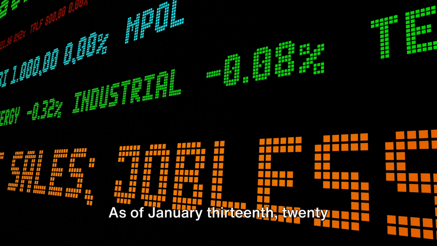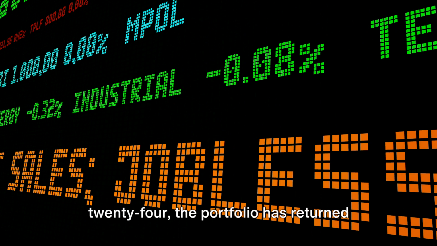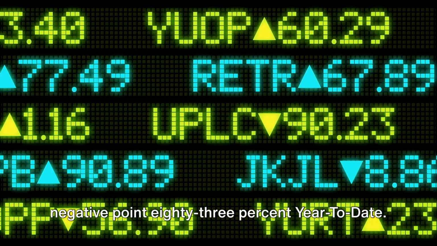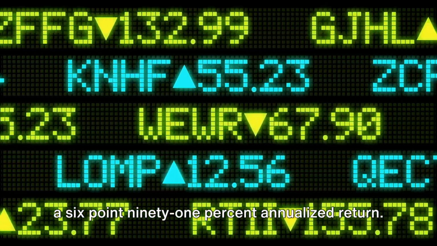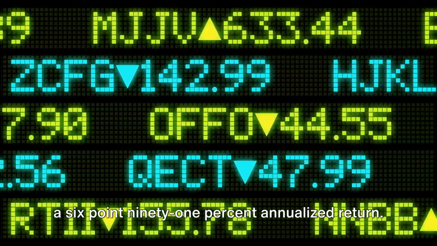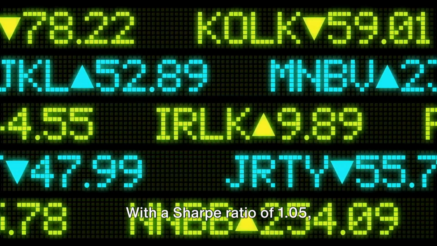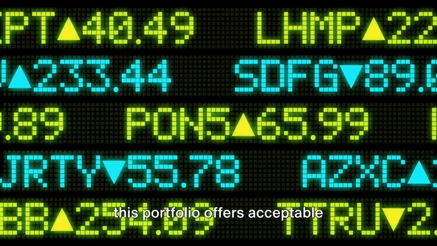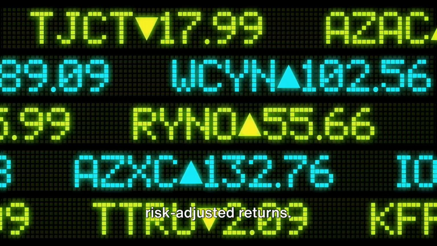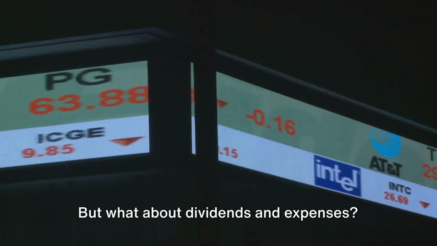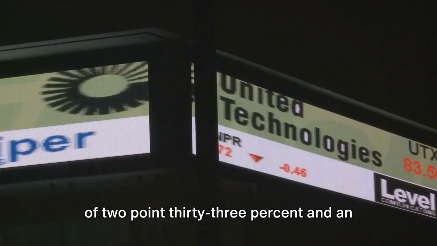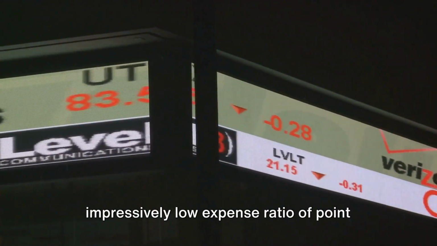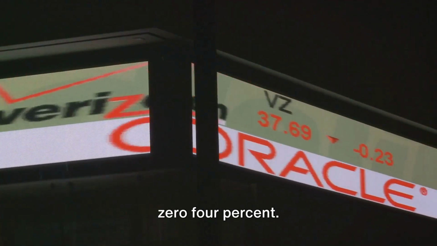Now let's talk numbers. As of January 13, 2024, the portfolio has returned negative 0.83% year-to-date. However, over the past decade it boasts a 6.91% annualized return. With a Sharpe ratio of 1.05, this portfolio offers acceptable risk-adjusted returns. But what about dividends and expenses? Well, the portfolio has a dividend yield of 2.33% and an impressively low expense ratio of 0.04%.